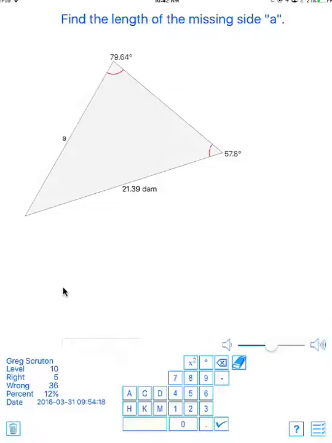Level 10 is non-right angle triangles, so you're being asked to find a missing side given 2 angles and another side. To solve this type of question, you'd use your sine law.